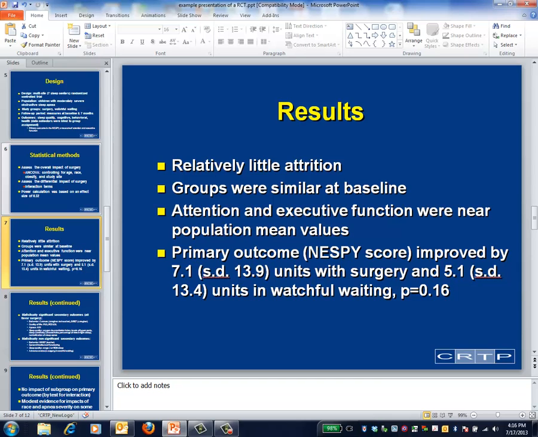The NESPI score improved by 7.1 units in the surgery group, in comparison with 5.1 units in the controls. The magnitude of this difference is 2.0 units. This difference isn't statistically significant, as illustrated by the p-value of 0.16. The manuscript didn't provide a confidence interval around the effect size, nor did it comment on its possible clinical significance.